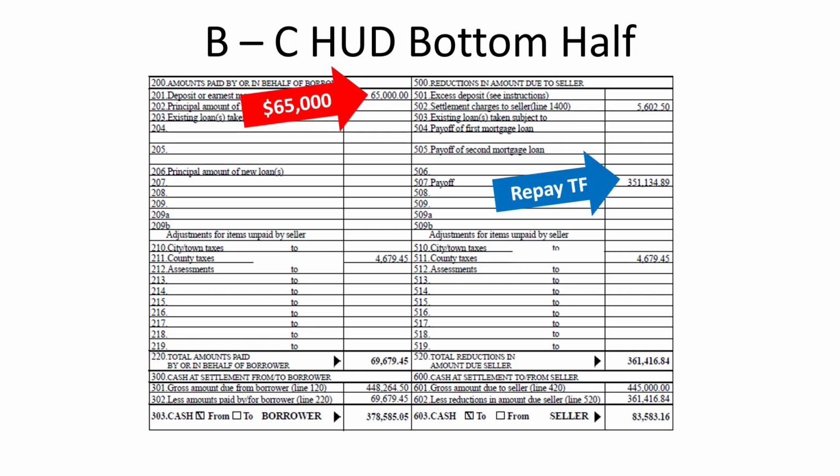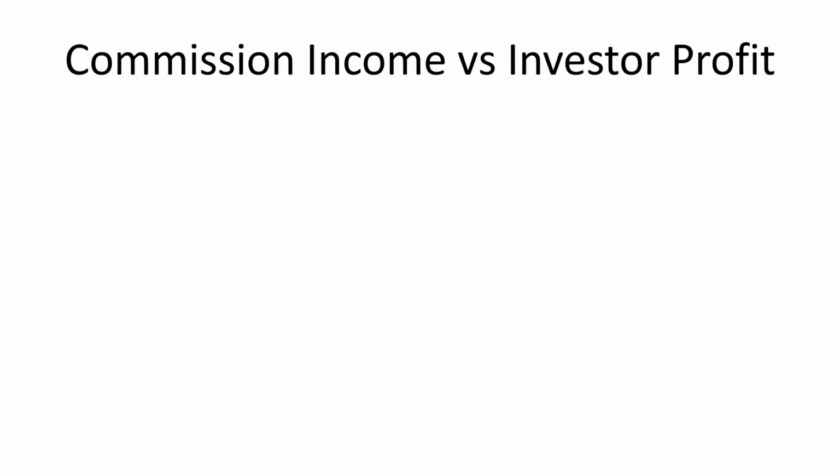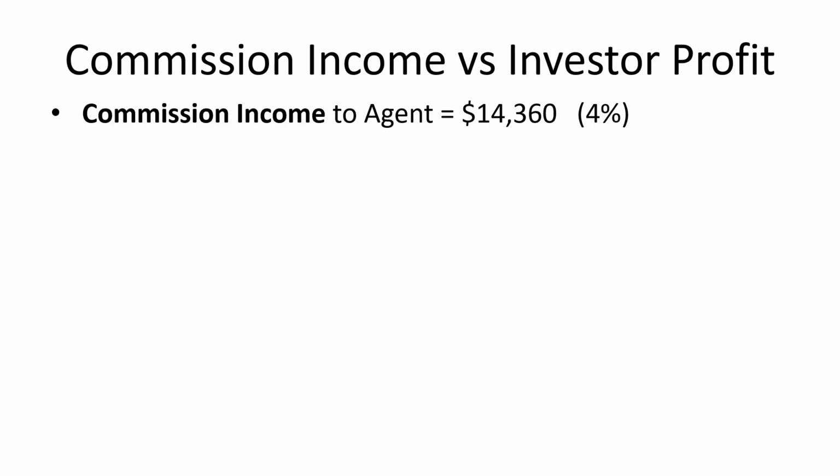The transactional funding repay is right here, $350,134.89. And bingo, there's the net profit after deducting the $10,000 earnest money deposit, $73,583.16. What we're going to look at now is the commission income versus the investor profit. Commission income to the agent, $14,360. He didn't get 5%, didn't get 6%.